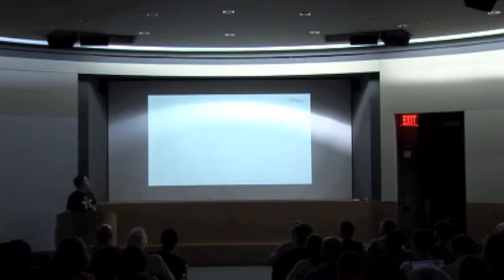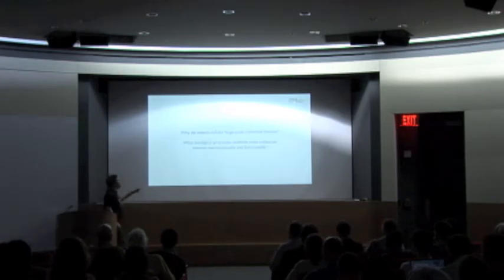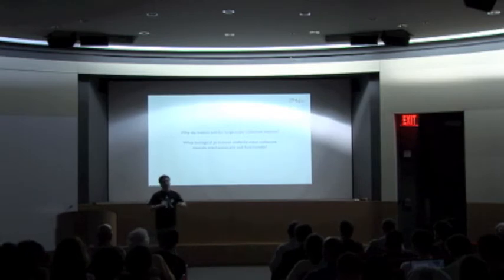So I want to address some key questions here. Why do insects such as locusts exhibit collective motion? We just didn't know at all. And what biological processes underlie this, both in terms of how it happens and in terms of why it happens?